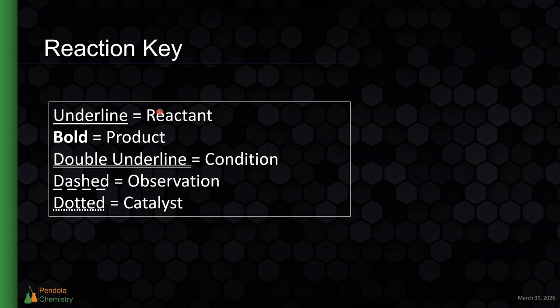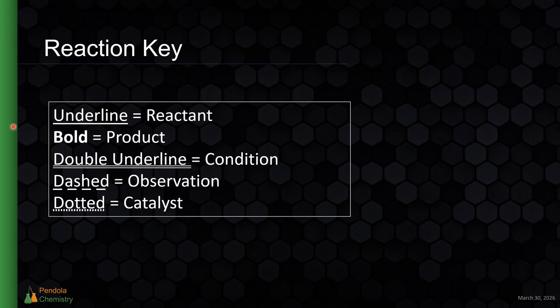Any chemical that acts as a reactant in that reaction will be underlined. And I don't think I need to explain that too much. We all know what a reactant is. These are the chemicals that you need in order for the reaction to happen that are actually reacting with each other. A lot of the time, these reactants are going to be organic compounds, although you might have some inorganic compounds as well.